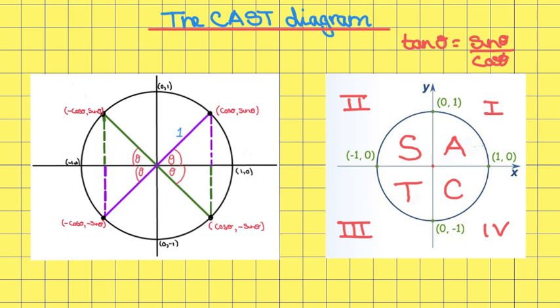In quadrant 1, which is A, all are positive. In quadrant 2, S, only sine is positive. In quadrant 3, T, tan is positive. And in quadrant 4, the only one that is positive is cosine. This diagram can now help us find whether in each quadrant cos, sine, or tan is positive or negative.